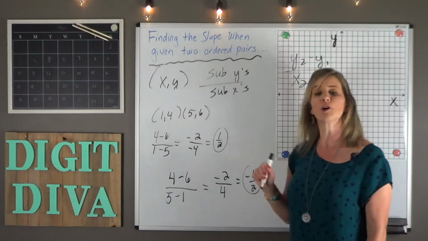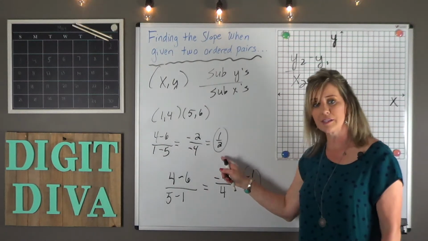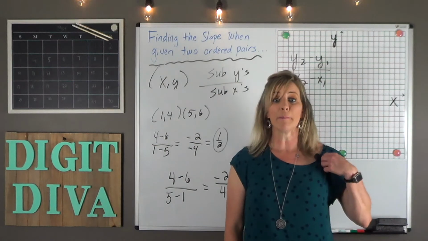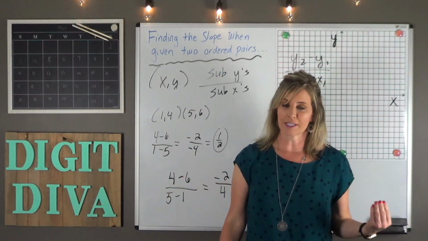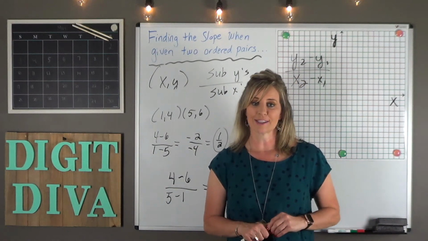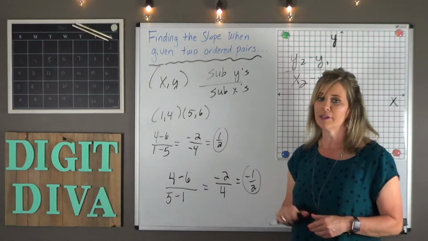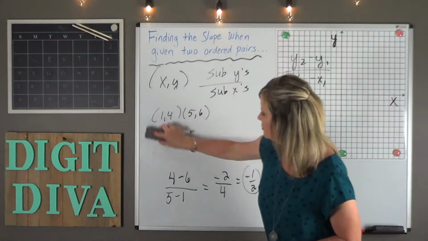Are those two slopes the same? No, they're not. There's a big difference between a positive and a negative. Think about money. Positive 50 cents, negative 50 cents. Would you rather have 50 cents or someone owe you 50 cents? It's always better to be in the positive. All right, so let's keep going.